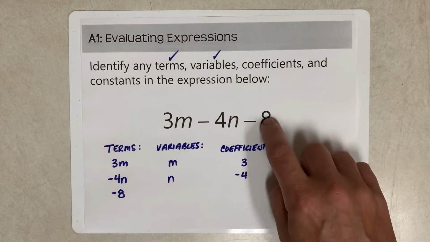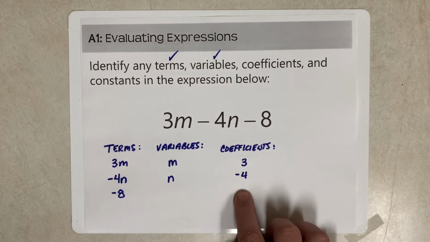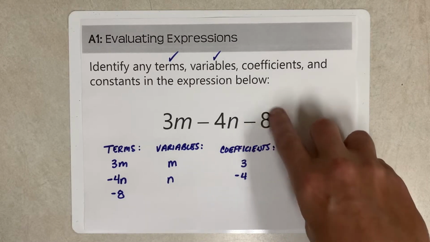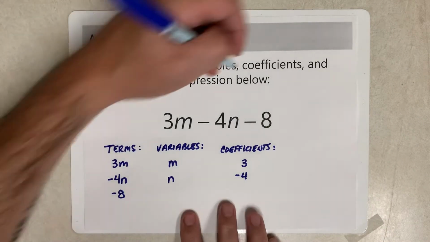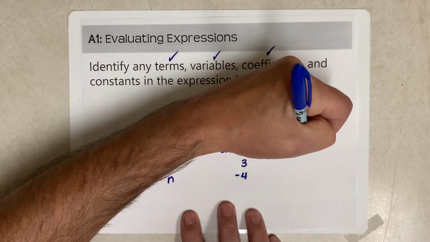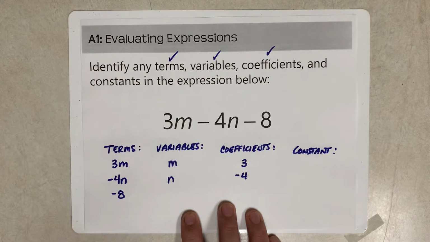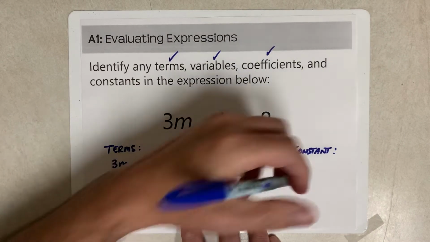Now, how come I don't put a negative 8 down here for coefficients? Well, there's not really a variable right there. We would actually call that a constant. And that's our last thing we need to talk about. So the constant in this case is just one of them, and it's negative 8.